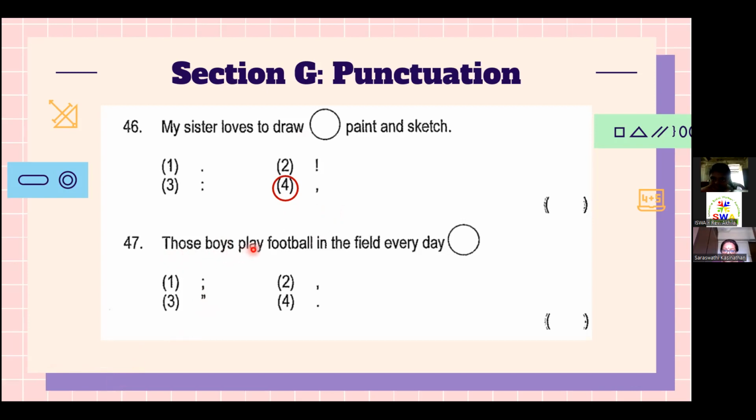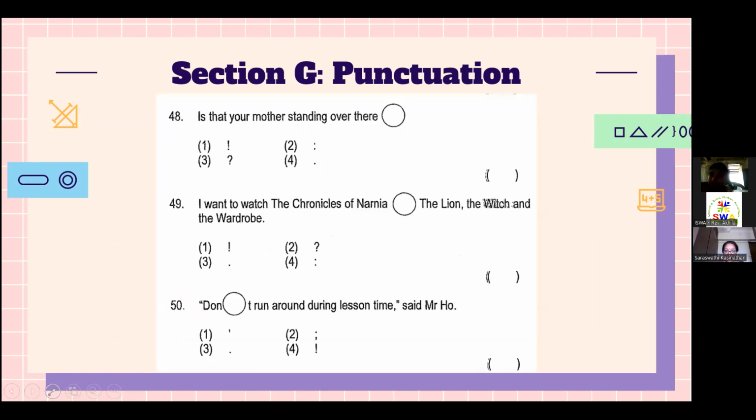Those boys play football in the field every day. Number 2. Those boys play football in the field every day. The sentence has come to an end. So it is number 4. Full stop. Very good. Well done.